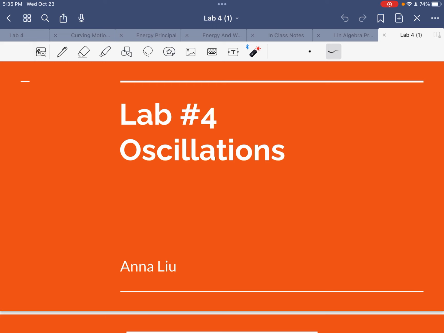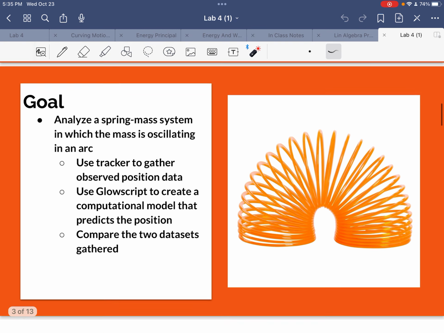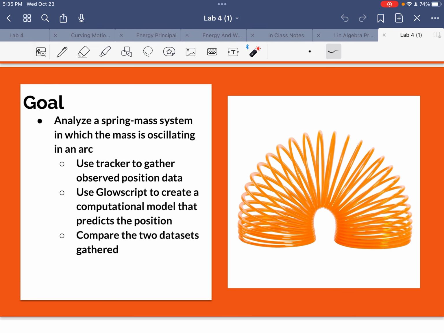Hi, my name is Anna Liu, and this is my lab report for lab number 4, which is analyzing a spring mass system that is oscillating in an arc. First, I used Tracker to gather the observed positional data. Then, I used GlowScript to create a computational model to obtain the predicted positional data.